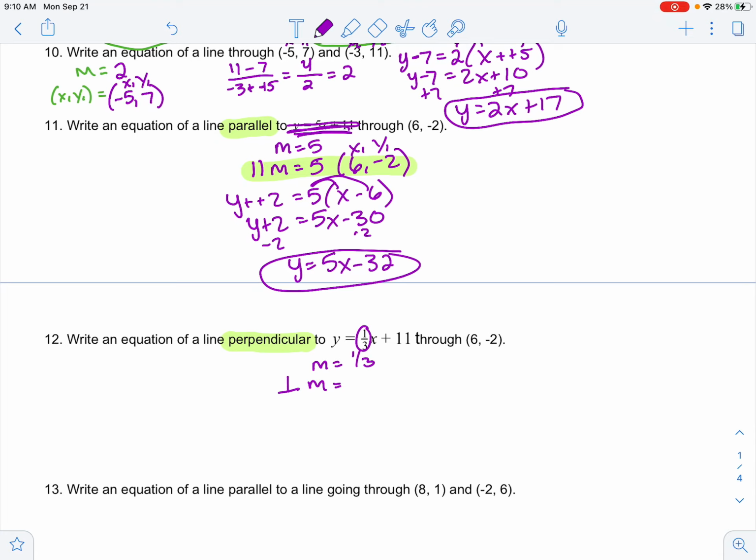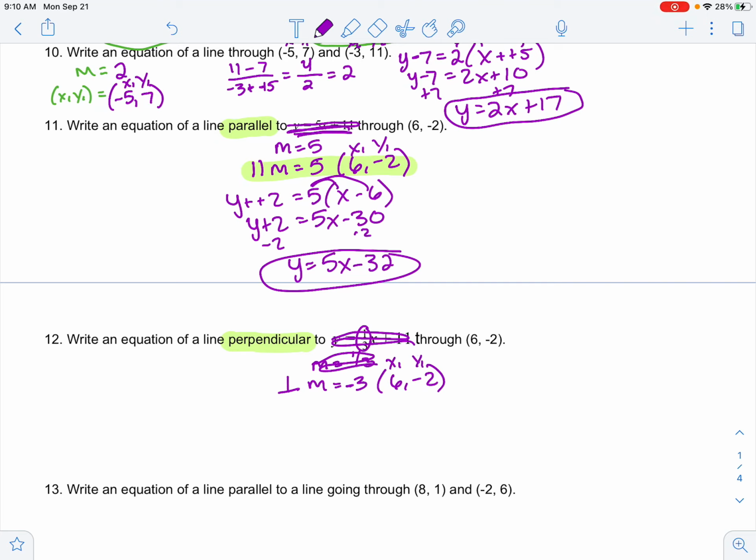So yeah, the perpendicular slope, we flip it and change the sign. It would be -3. So now remember, we ignore the equation it gives us, we ignore the original slope, and then bring down the point that we need to go through. So our new slope we're using is -3, the point is 6, -2.